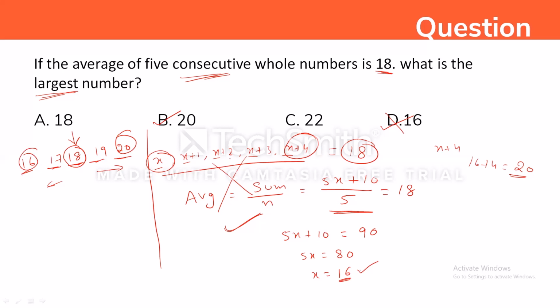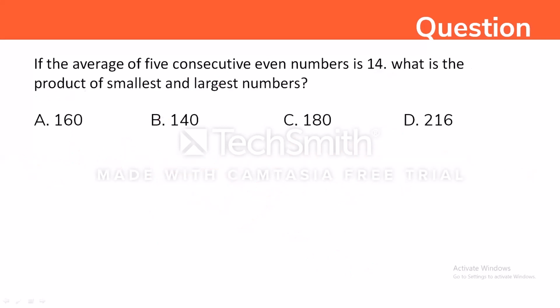Rather than following these expressions and solving them, we can save a lot of time just by understanding this simple logic. The average is nothing but the middle number when the given series is consecutive. You just need to focus on the words consecutive numbers. I hope you all are clear with this question, and we'll move on to the next question.